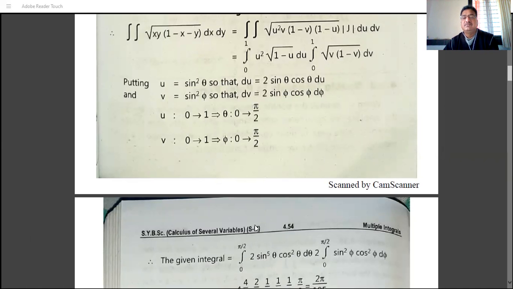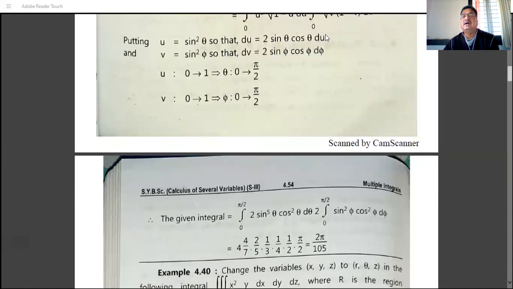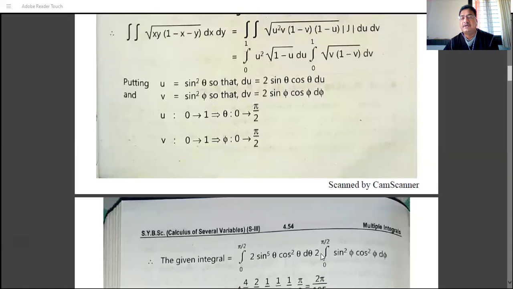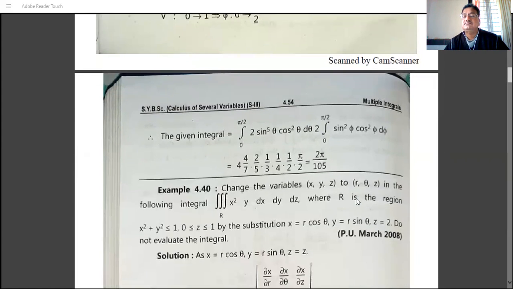Similarly, this is also the same. We have 0 to pi by 2 of sine square phi cos square phi, since it is in a root. Substitute v as sine square phi. So we have this, and then the integration of this factor, sine raised to 5 theta cos square theta d theta.